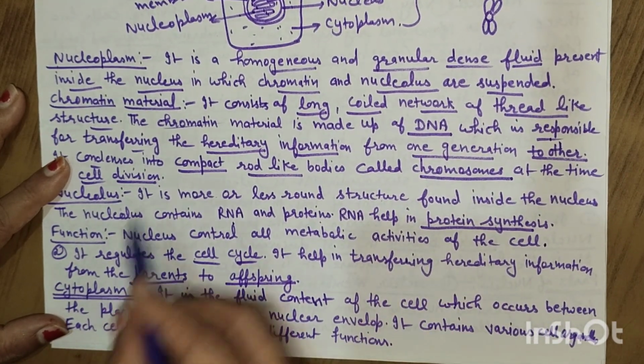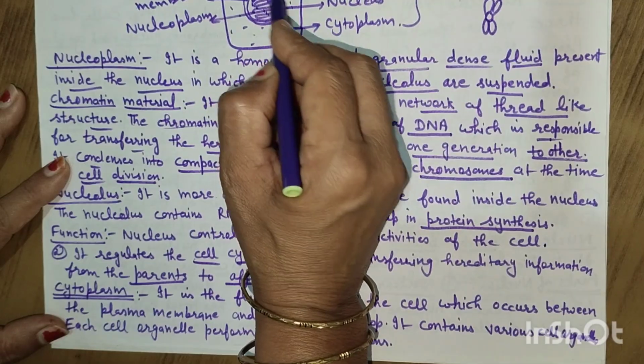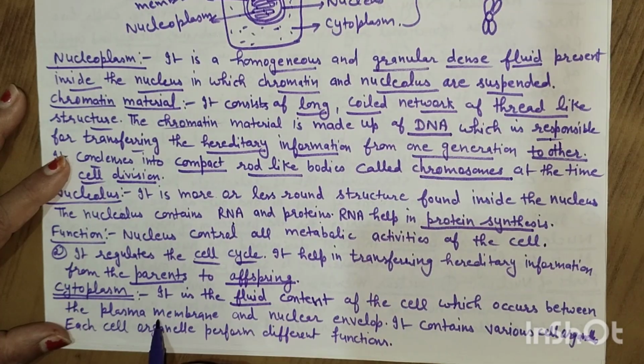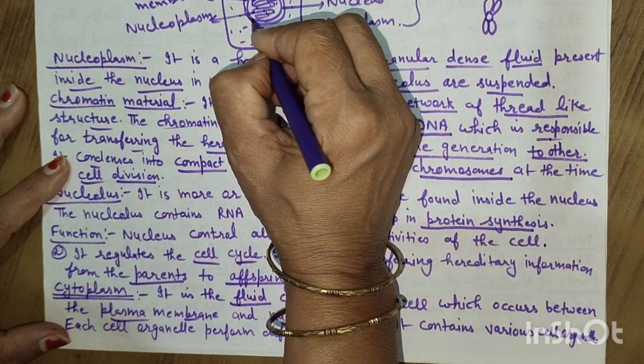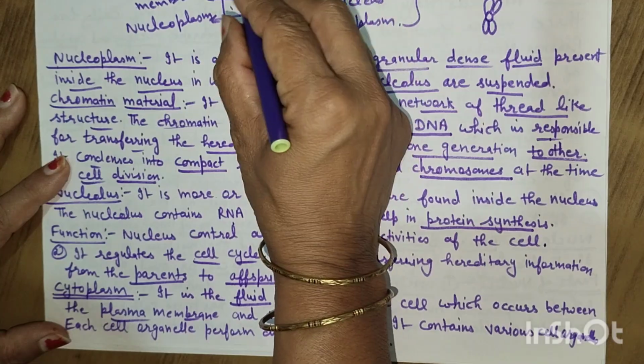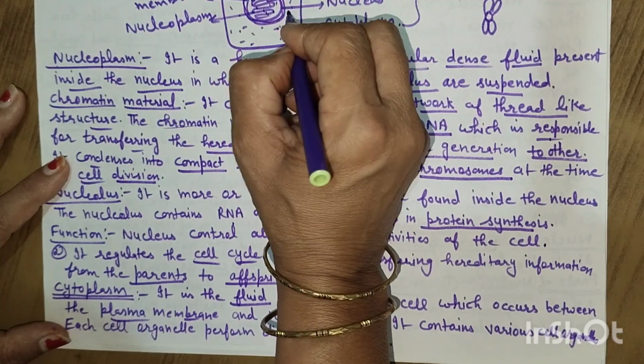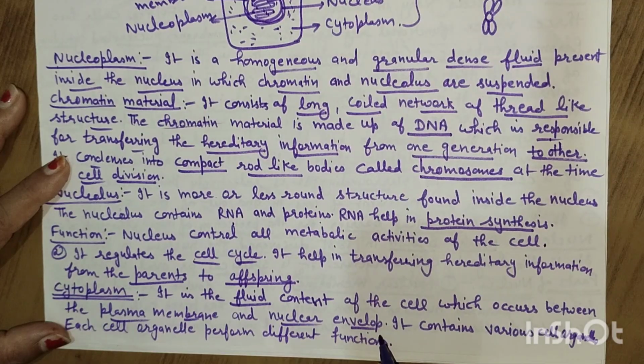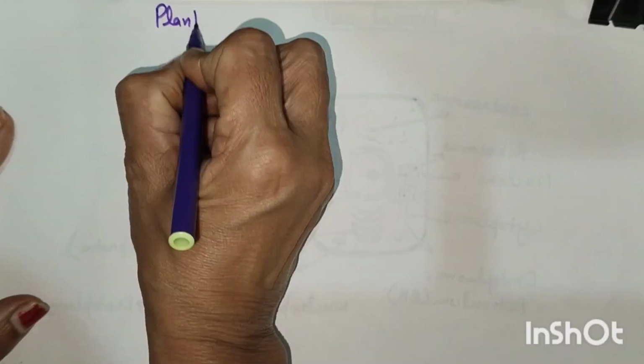Next is the cytoplasm. This dense liquid is called cytoplasm. It is the fluid content of the cell which occurs between the plasma membrane and the nuclear envelope. This is the nuclear envelope and this is the plasma membrane. It contains various organelles. Each organelle performs different functions.